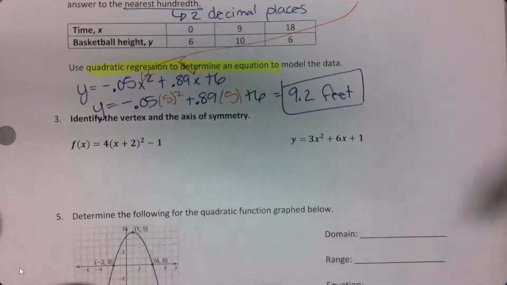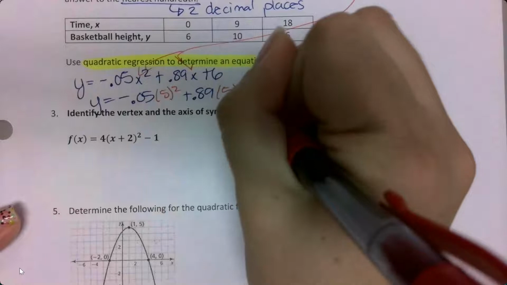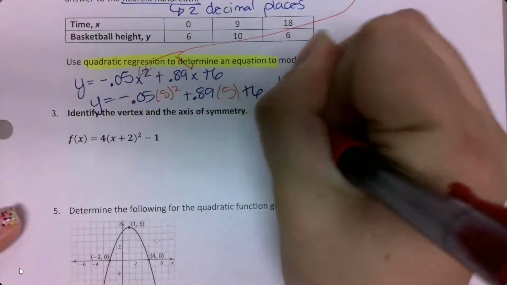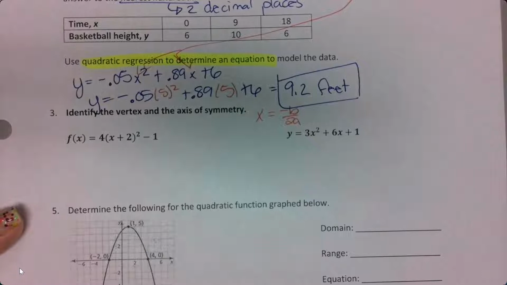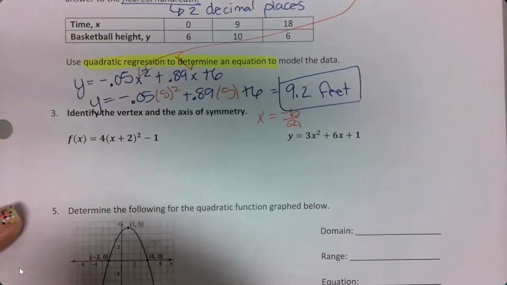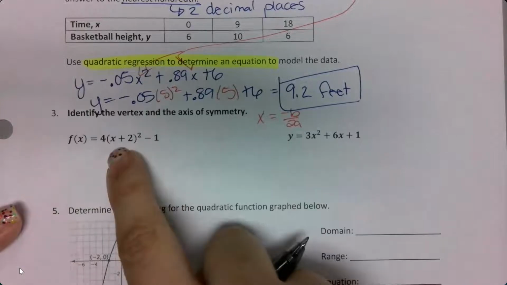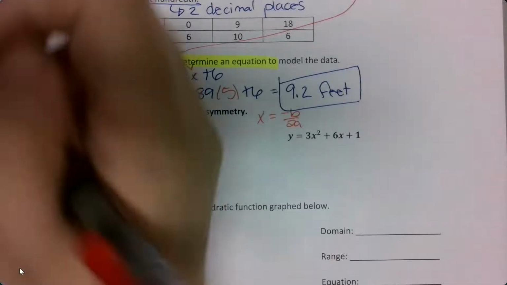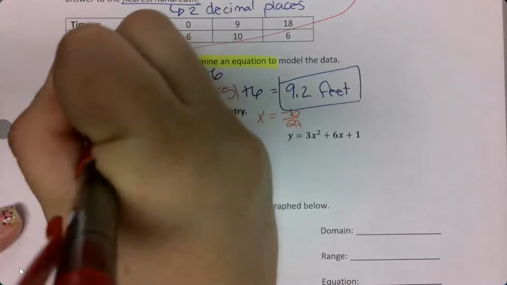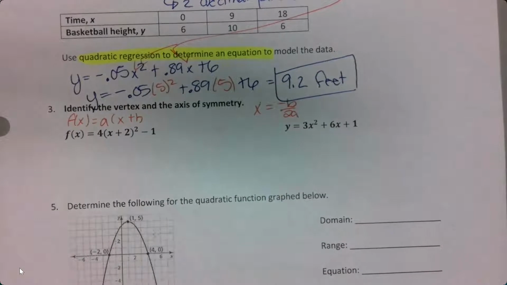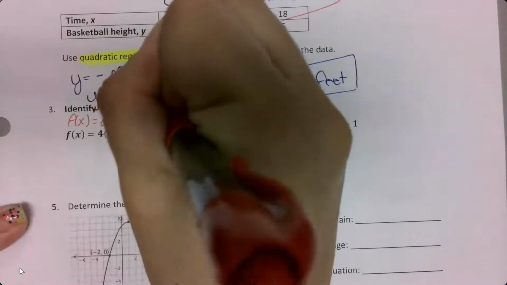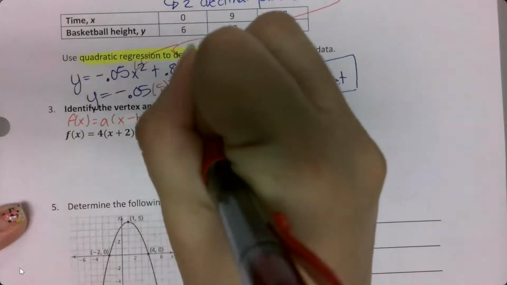Okay, number 3 wants me to identify the vertex and the axis of the symmetry. This I want to use negative b over 2a for my x value and then plug in x to find my y. So I'm going to use that for this one, not this one. This one is already in vertex form. This is f of x equals a times x minus h, not plus h, squared plus k. hk is my vertex.